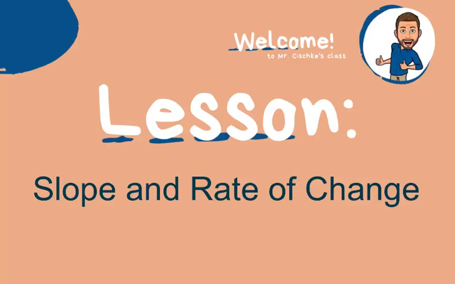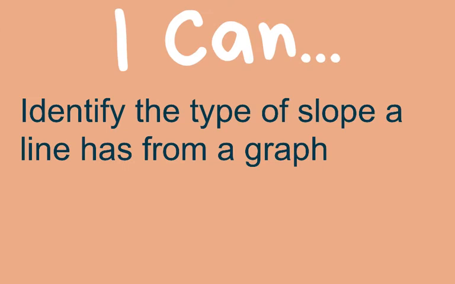Hey guys, today I'm going to teach you all about slope and rate of change. These are actually both two words for the same thing. You might have also heard them called unit rate or constant of proportionality in the past. So we're just going to call it slope today or rate of change and realize that those are all the same thing. By the end of this lesson, you'll be able to identify the type of slope a line has from a graph. So go ahead and get out your binder, turn to the math section, and get ready to take some notes.